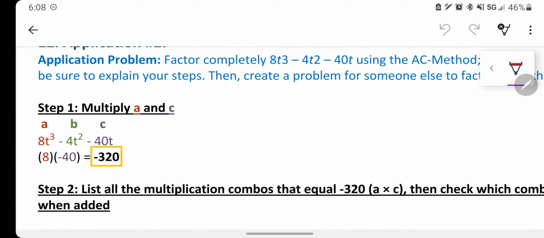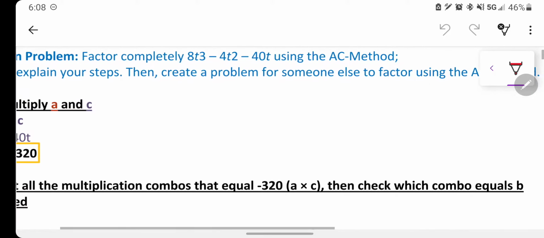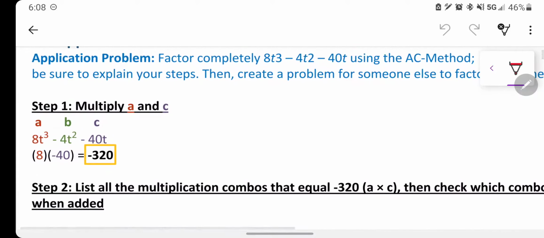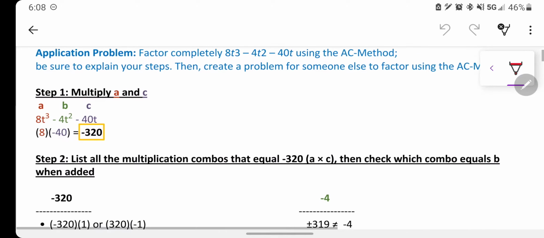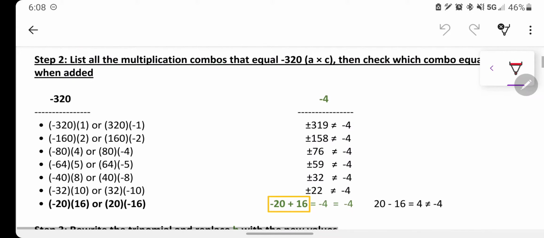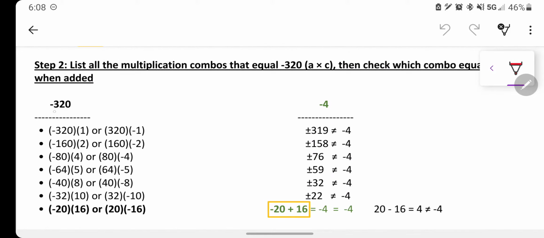Step 2 is list all the multiplication combos that equal negative 320, which is the 8 times C value. Then check which combo equals B when added. So let me zoom out a little more. Alright, so as you can see here, we got the negative 320 and then the list of values that equal negative 320 when multiplied together. So you could pause the video and review each one.